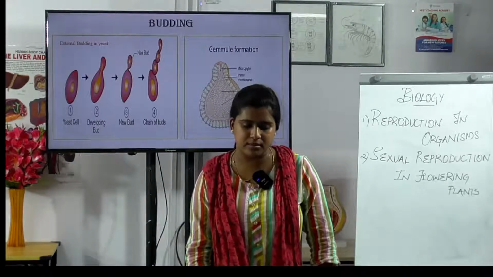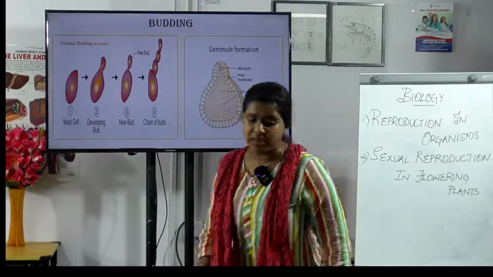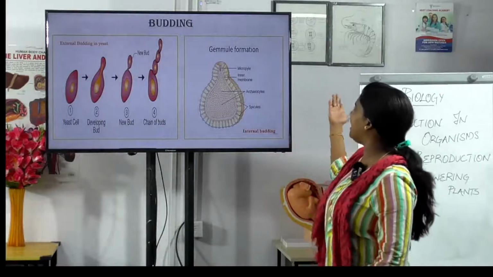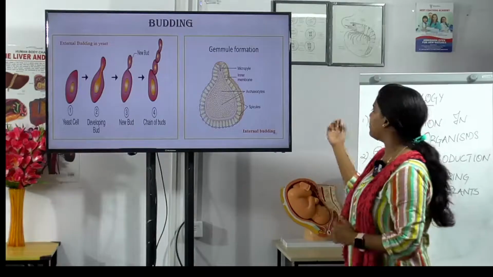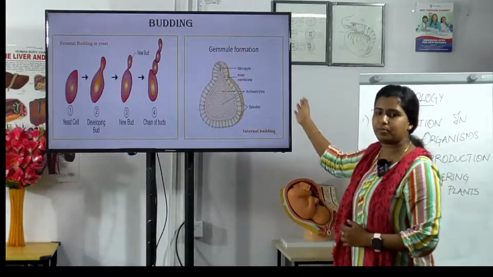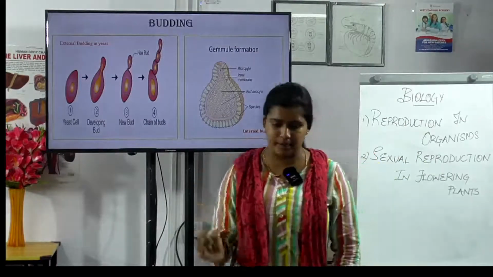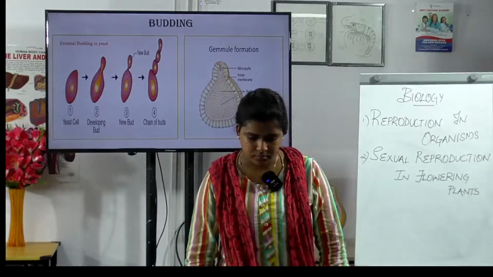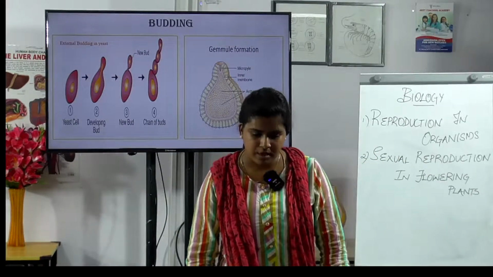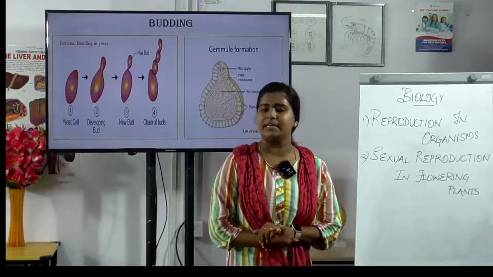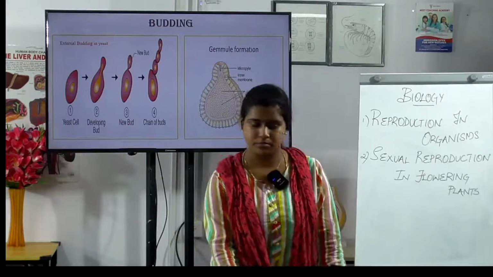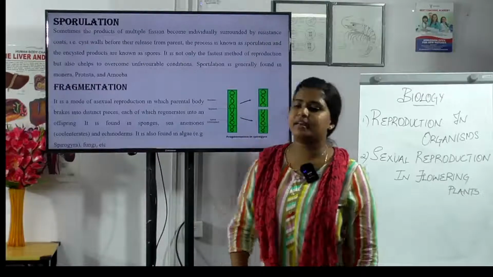Inside, it is called the internal bud, with the presence of a micropyle, and which contains an inner membrane and amoebocytes, surrounded by spicules. This is internal budding. An example for internal budding is Spongilla. And the next one, sporulation.